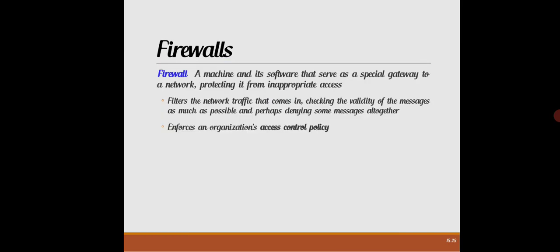Firewalls. A firewall is a machine and its software that serve as a special gateway to a network, protecting it from inappropriate access. It filters the network traffic that comes in, checking the validity of the message as much as possible and perhaps denying some messages altogether. It enforces an organization's access control policy.